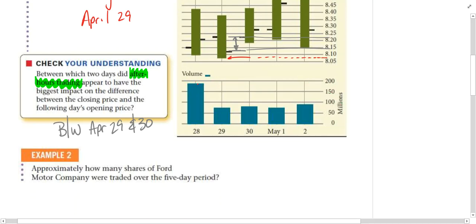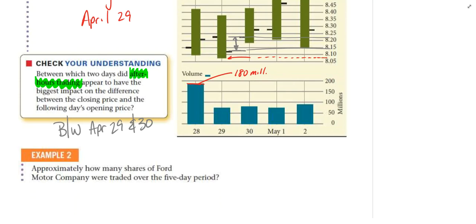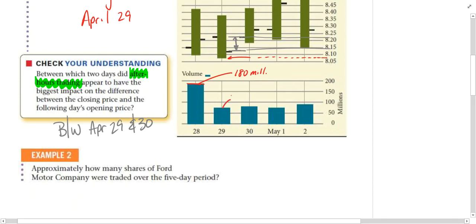On Monday, it appears that there were almost 180 million shares that were traded. And I'm saying that this is 180 because it's between 150 and 200, and it's a bit closer to the 200 mark. So I'm going to call that one 180 million. On Tuesday, it looks like there were about 75 million shares that were sold and traded.